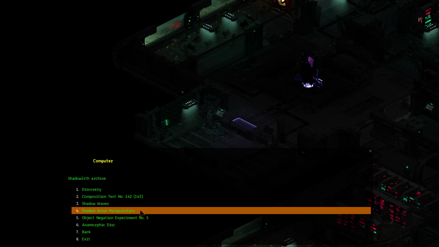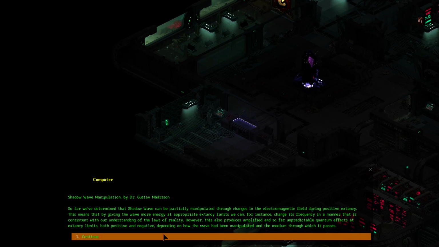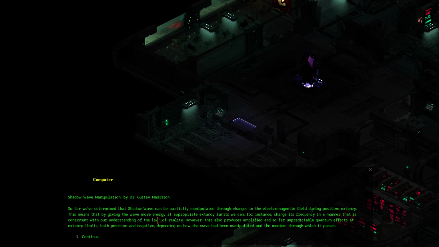Okay, shadow wave manipulation. So far we've determined that shadow wave can be partially manipulated through changes in the electromagnetic field during positive extancy. This means that by giving the wave more energy at appropriate extancy limits, we can, for instance, change its frequency in a manner that is consistent with our understanding of the laws of reality.